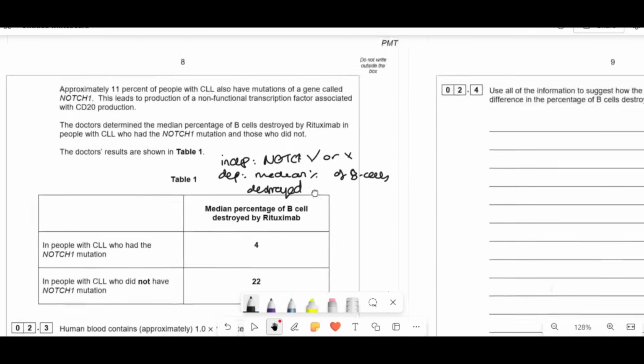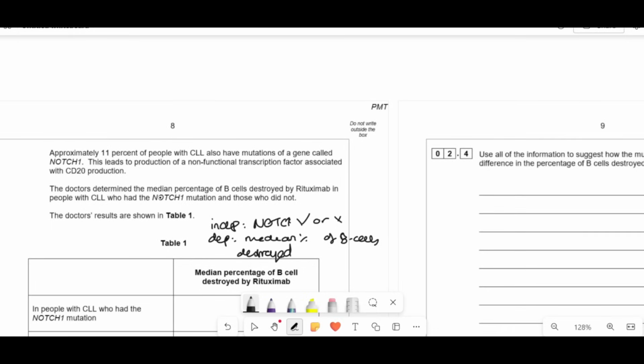It's really important that you don't just write what they're saying here, like the doctors looked at the percentage of cells destroyed by this. Okay, actually, it's kind of direct here, but sometimes it'll say, I don't know, a student looked at the rate of respiration. You can't say rate of respiration. You need to write the dependent as in what they're measuring as a surrogate of it, because this will be useful for later.